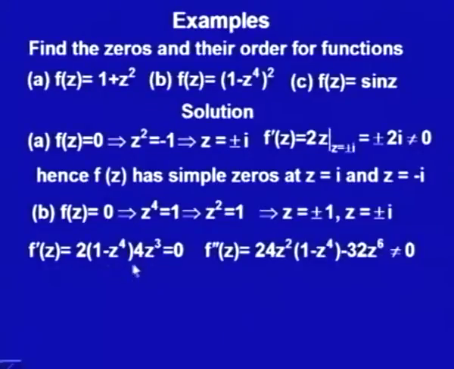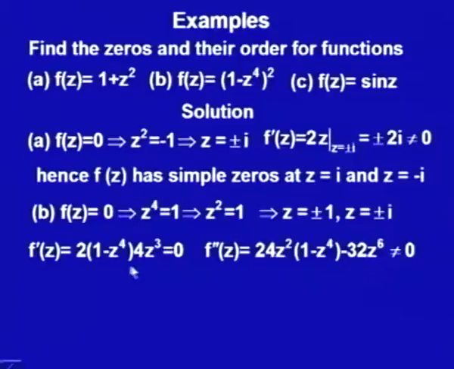The second derivative from here, if we do see, would be 24z square into (1 minus z to the power 4) minus 32 times z to the power 6. Now, the first portion of this second derivative, for z is equal to plus or minus 1 or plus or minus i, this portion will become 0, but the other portion will not be 0 for 1 or minus 1 nor for i or minus i. So, the second derivative is not 0 at any of these points.